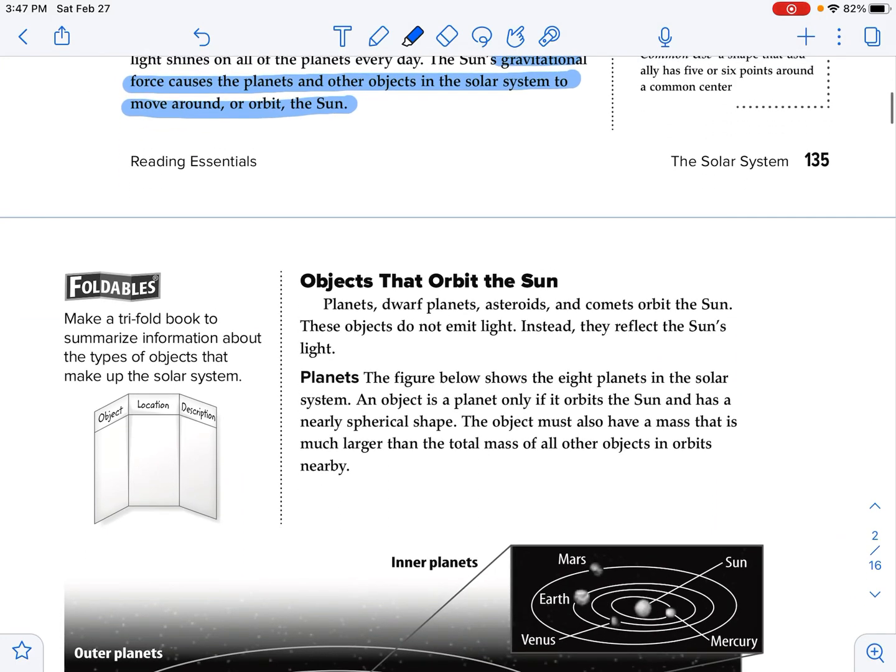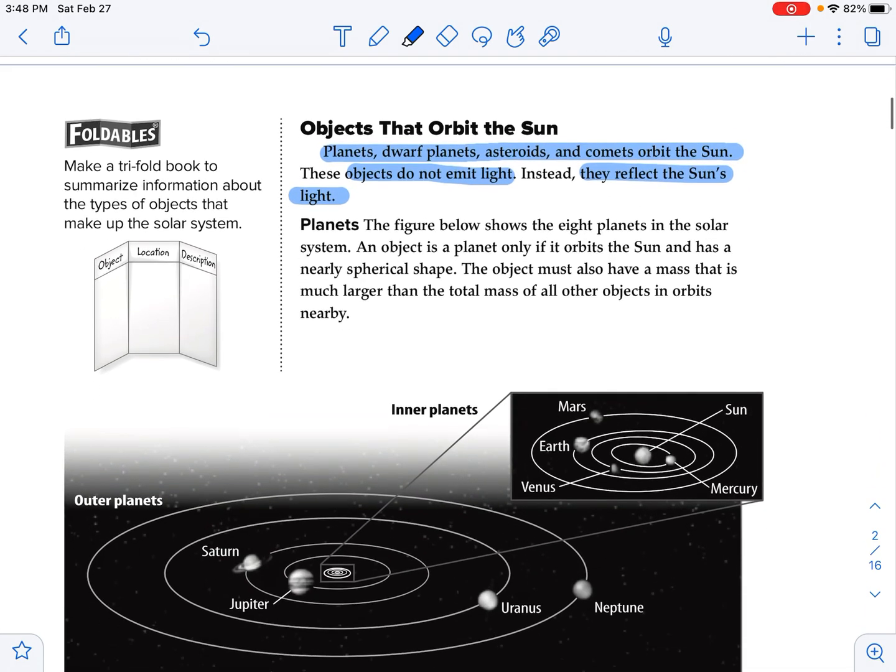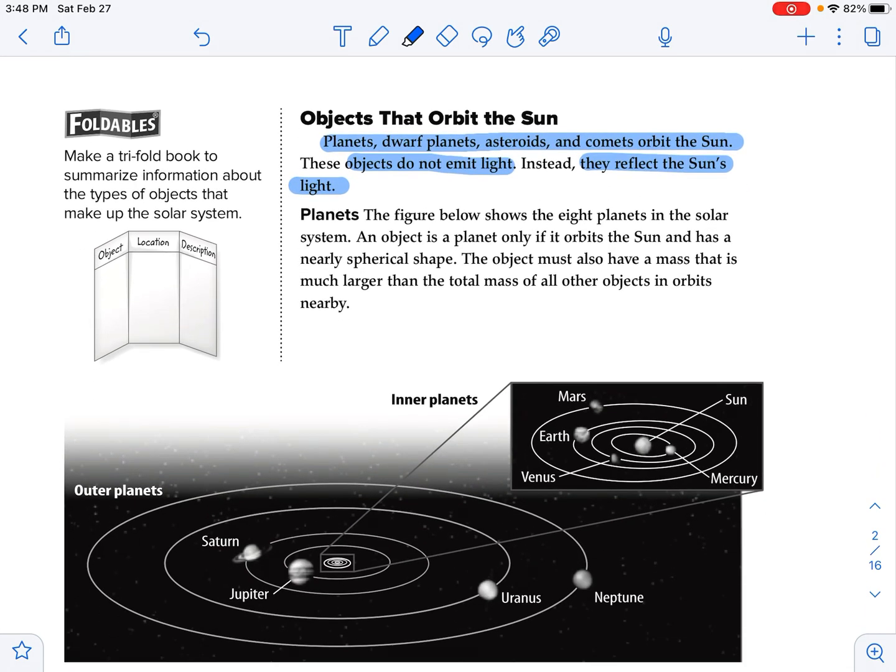Objects that orbit the sun. Planets, dwarf planets, asteroids, and comets orbit the sun. These objects do not emit light. They reflect the sun's light. The figure below shows the 8 planets in the solar system.